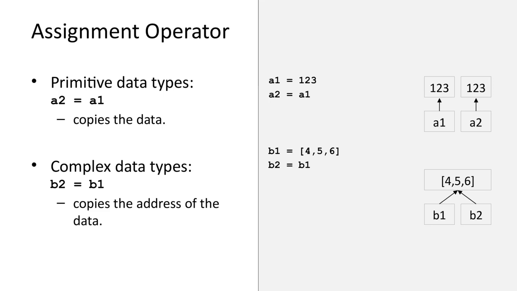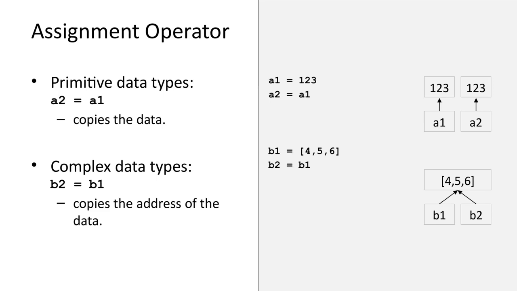With the primitive data type, setting one variable to be equal to another variable copies the data. This means that the data will be duplicated in memory. With the complex data type, setting one variable to be equal to another variable copies the address. This means that the data will not be duplicated in memory. Only the address will be duplicated.